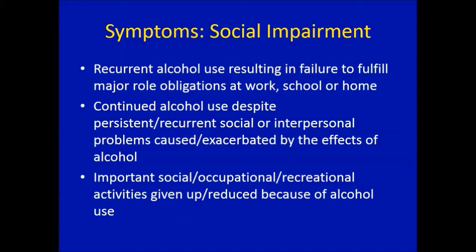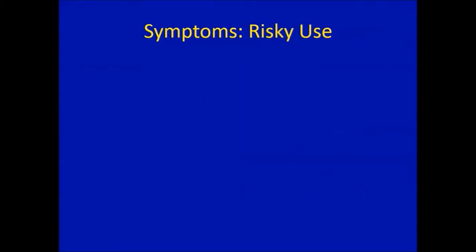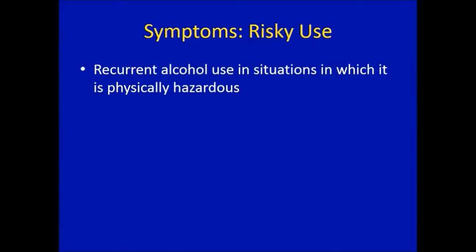Our next set of symptoms are classified as risky use. So all of these are symptoms that suggest that a person is drinking or using alcohol in situations where it could be hazardous. So these include things like recurrent alcohol use in situations in which it could be physically hazardous. So this includes things like recurrent alcohol use followed by driving. Might also include things like use of alcohol when operating heavy machinery or in a workplace where alcohol use could be dangerous. Use of alcohol before going into the ocean or going swimming, another kind of situation where alcohol use and impairments in judgment could be physically dangerous.